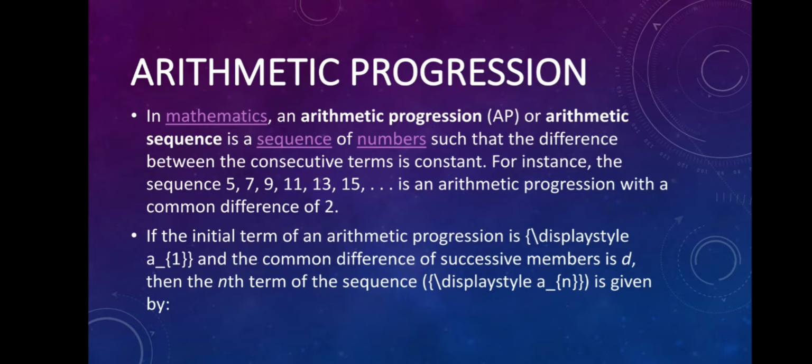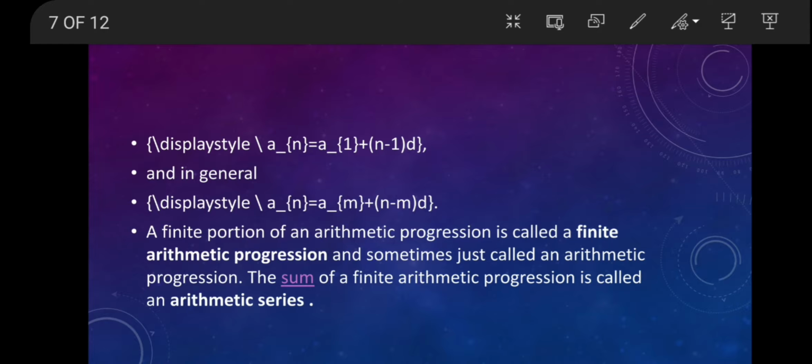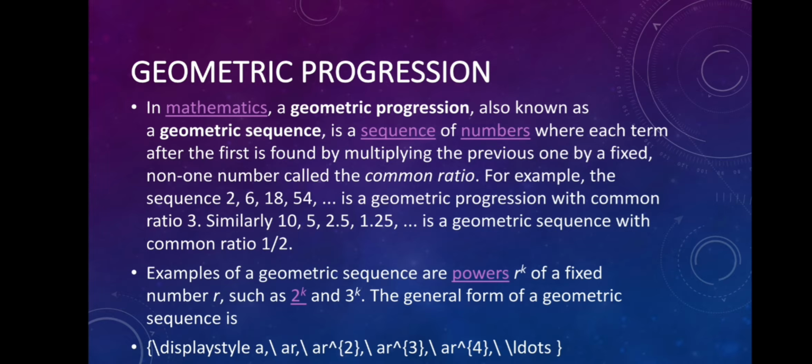If the initial term of an arithmetic progression is a1 and the common difference of successive members is d, then the nth term of the sequence is found with the formula an = a + (n - 1)d. A finite portion of an arithmetic progression is called a finite arithmetic progression, and is sometimes just called an arithmetic progression. The sum of a finite arithmetic progression is called an arithmetic series.